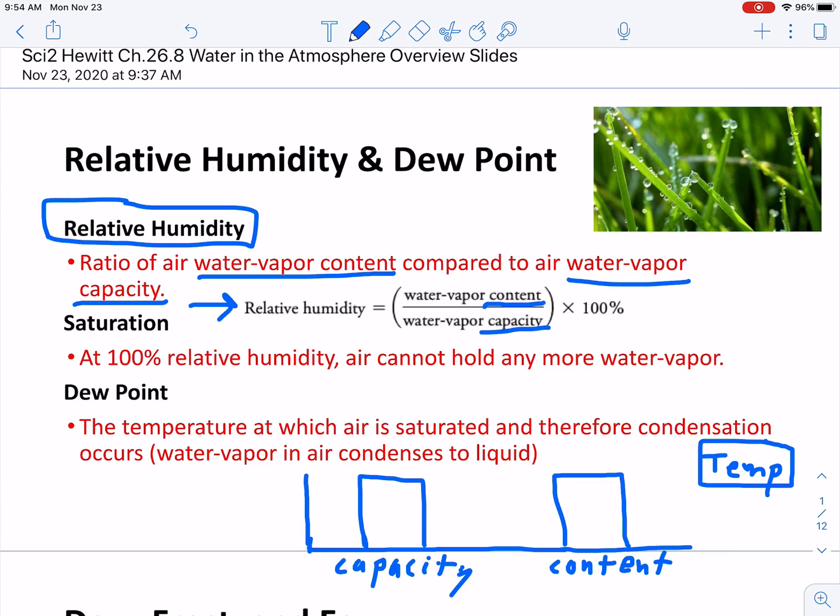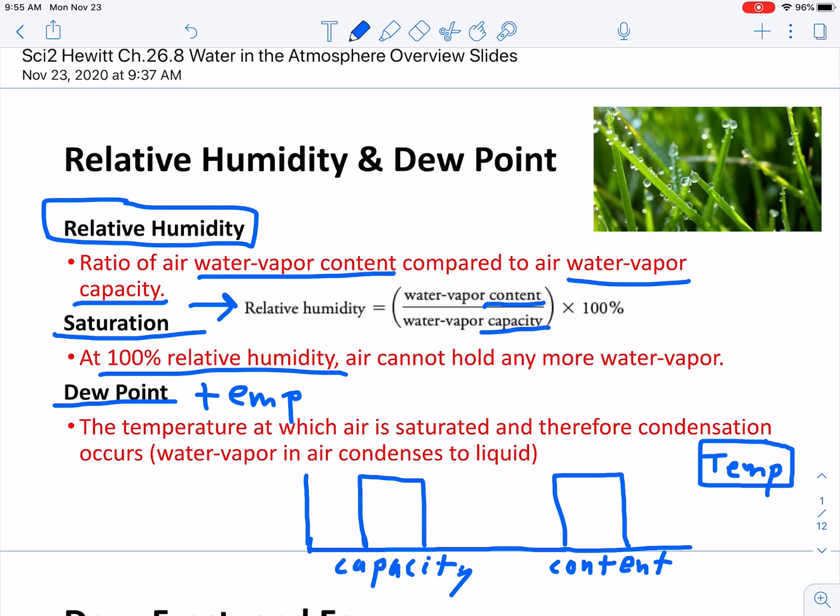That is what is called saturation right there, where you've got 100% relative humidity. In other words, the air contains as much water as its capacity can hold. So it's at 100%. That is what we refer to as the dew point. That's the temperature, right? So temperature can change this.